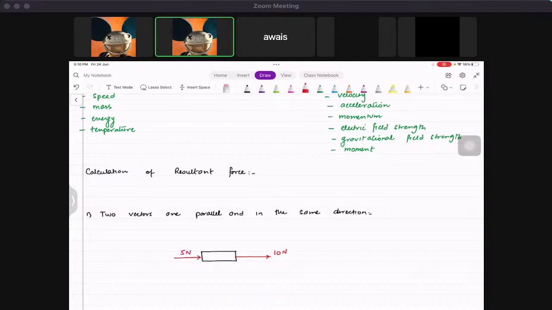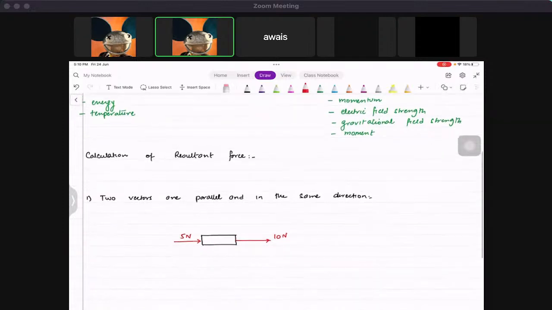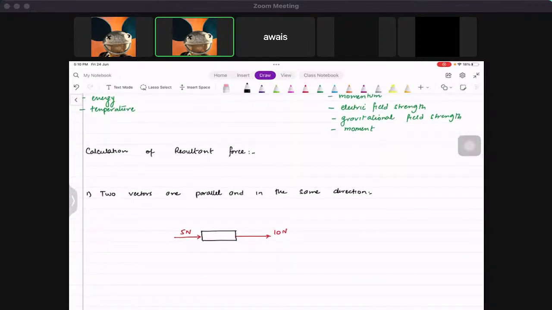Right now their arrows point in the same direction and they have a value. So to find the resultant, it will be 10 newtons plus 5 newtons, and we're going to write 15 newtons towards the right, because that's where, when you add up, the resultant is. If you have any questions, please let me know.